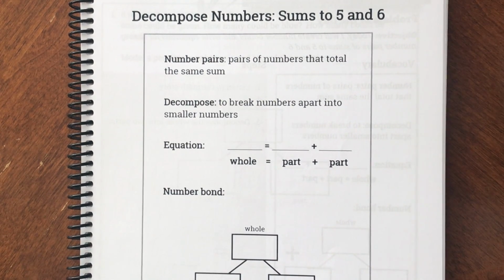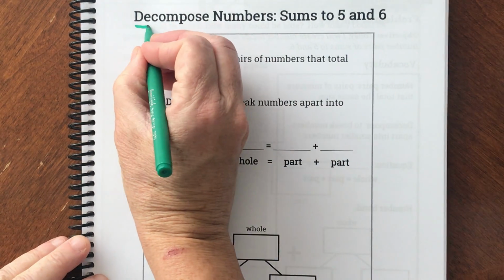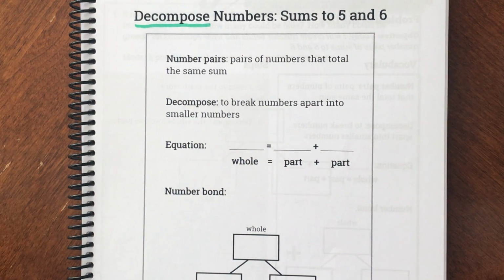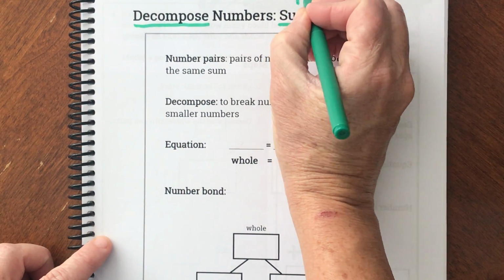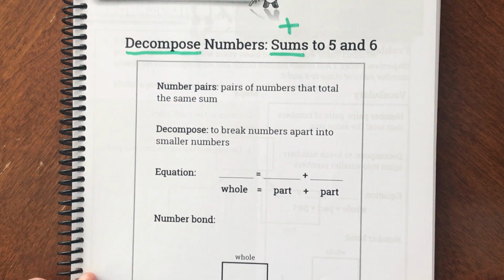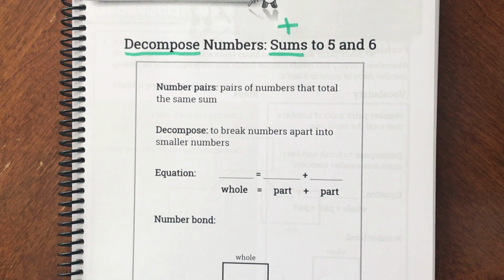155 of your student journal, page 155. And today we are going to decompose. Remember, that means we're going to break apart numbers with sums. Sums means we're doing addition to 5 and 6.